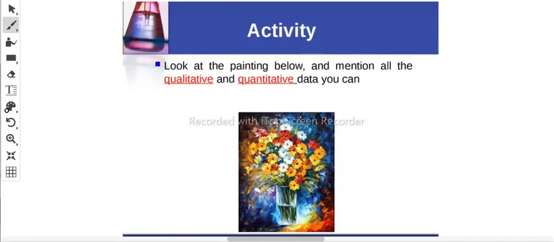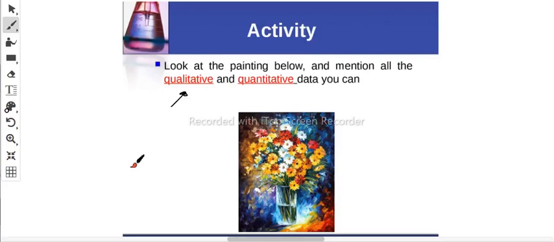Here I have a small activity only to make sure that you can know the difference and distinguish between qualitative and quantitative data. If you look at this small painting below, you can start thinking what qualitative and what quantitative data can be taken. After looking at the painting, as qualitative data, you can tell me about the colors of the flowers. You can tell me that this painting is made of oil. You can consider having a beaker or a glass inside which water is present. So this is based on quality or observation.